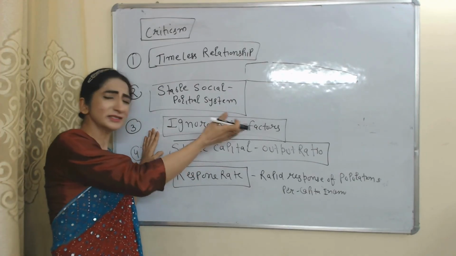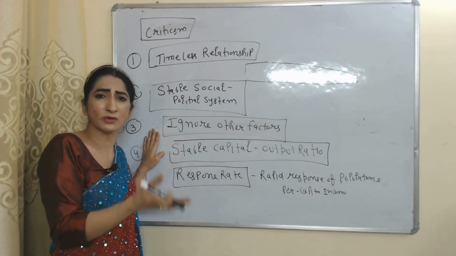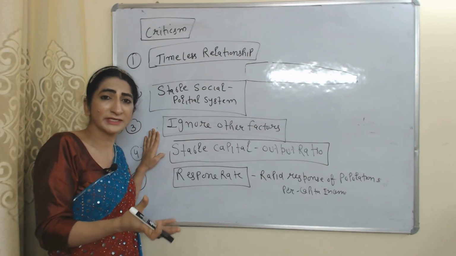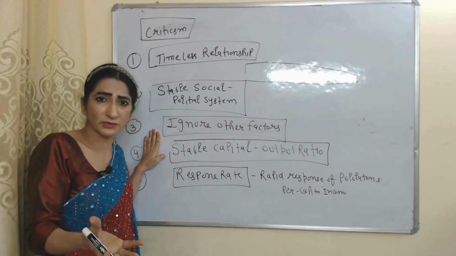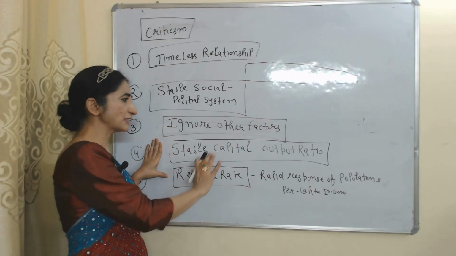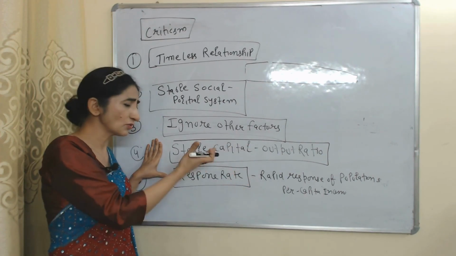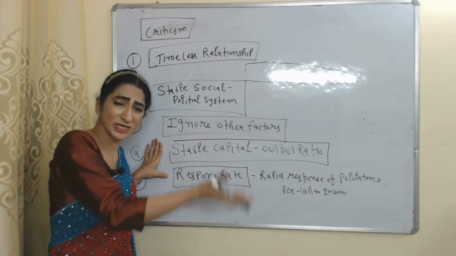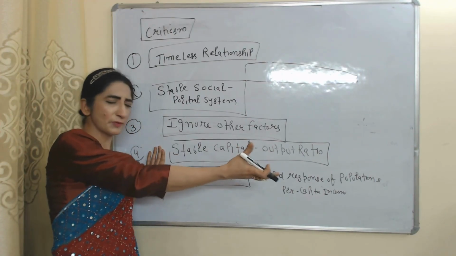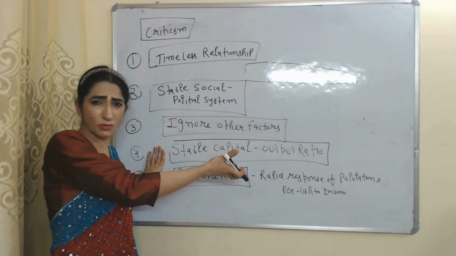This theory ignores other factors of economic growth. According to this theory, investment plays a very important role in economic growth, but technology also plays an important role in economic growth, but this theory ignores it. This theory assumes a stable capital output ratio, but this is not true. Capital output ratio changes according to production. According to this theory, there is a rapid response of population to per capita income. This is also not true.